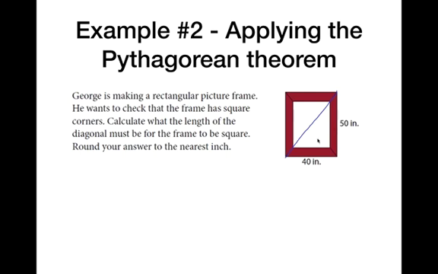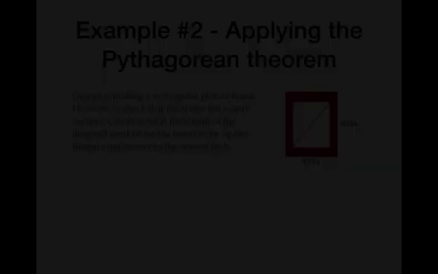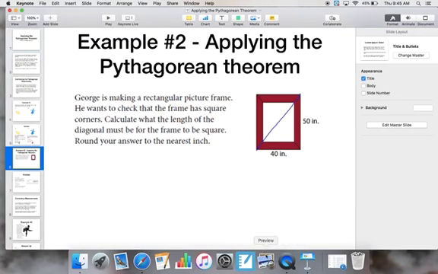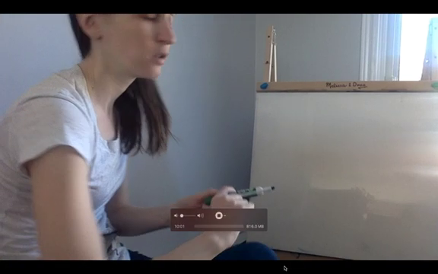So if he's going to measure the diagonal to double check that he does in fact have square corners in his rectangular picture frame, we need to make sure that his measured diagonal matches what we're going to calculate using the Pythagorean theorem. Okay, so we're going to do that now. So 40 inches and 50 inches on our frame.